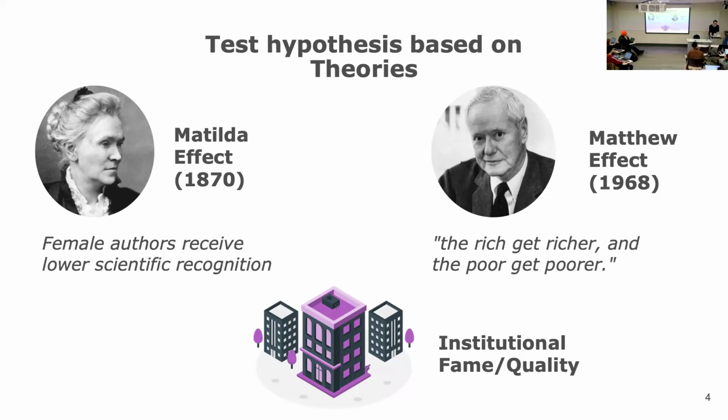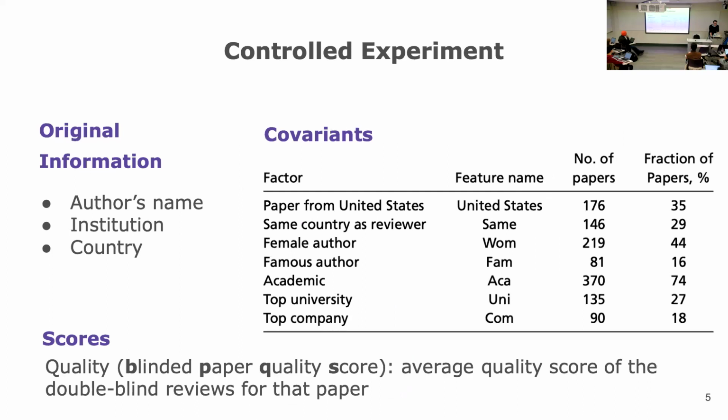And so what they did in the next slide was to get all the information that they could from the papers and then create some other information related to it. So the original information in the papers were the author's names, institution, and country. And then they created these covariates that were related to if the paper was from the United States, if it was from the same country as a reviewer, female author, famous author, academic, versus top universities and top companies. And here you can see more or less the fraction of papers that have each of these categories.